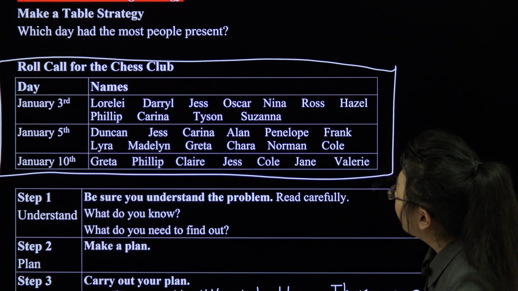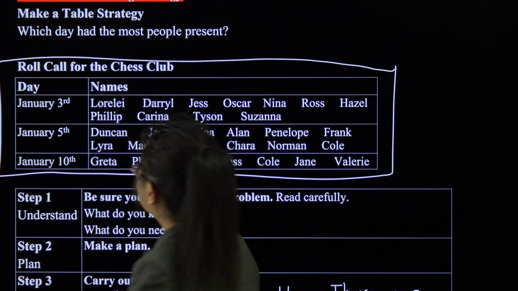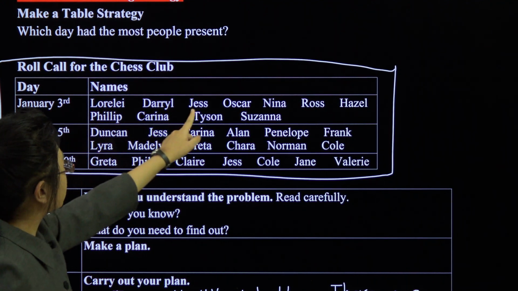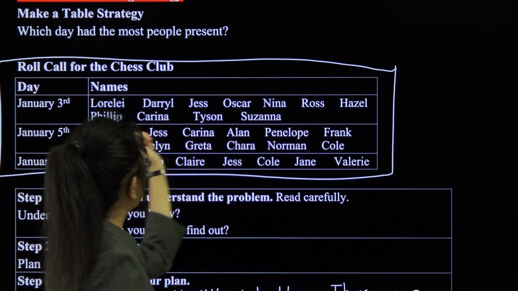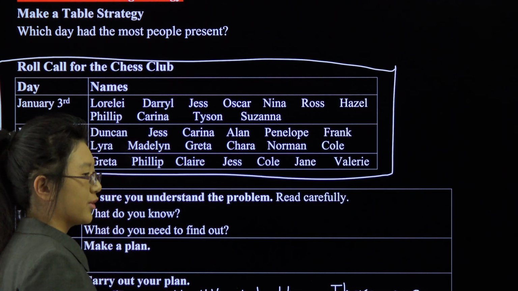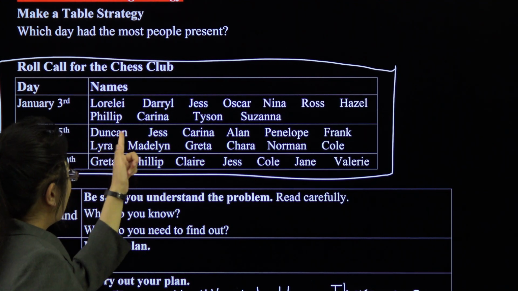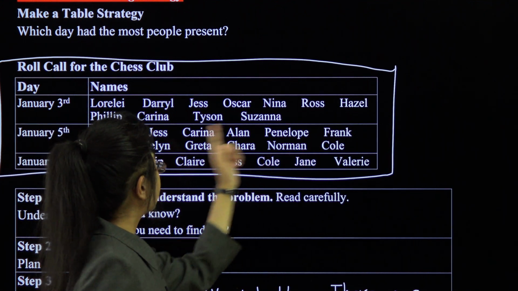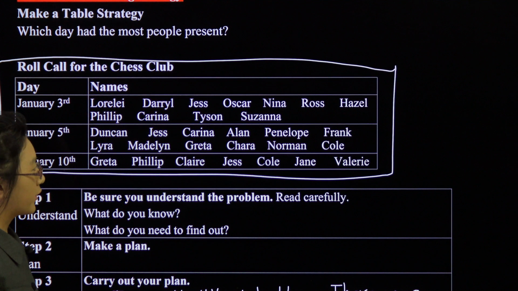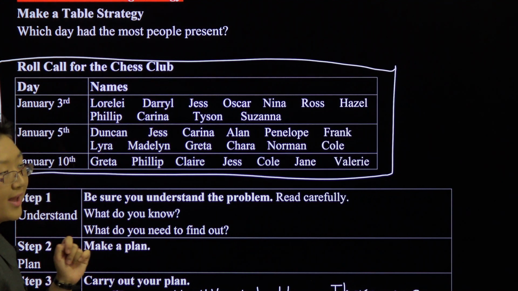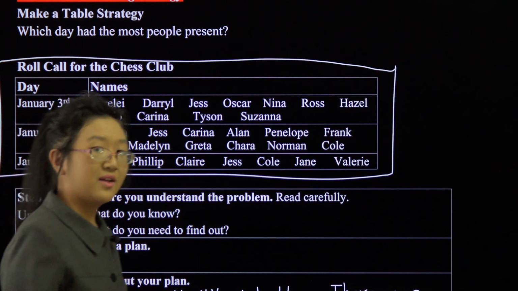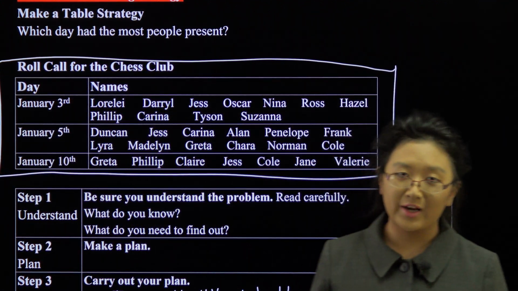Does our data match up? Well, recheck the data. 3rd, 5th, 10th. Okay, 3rd, 1, 2, 3, 4, 5, 6, 7, 8, 9, 10, 11. We have 11 for January 3rd. 5th, 1, 2, 3, 4, 5, 6, 7, 8, 9, 10, 11, 12. We have 12 for the 5th. And for the 10th, 1, 2, 3, 4, 5, 6, 7. We have 7. Our data matches up.